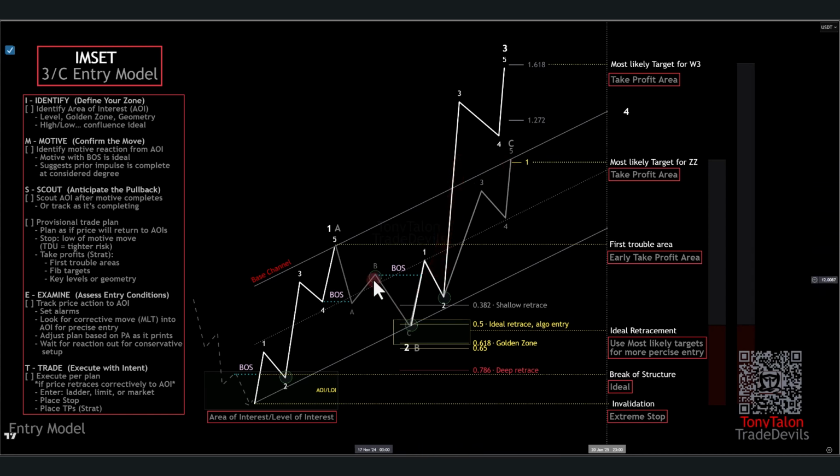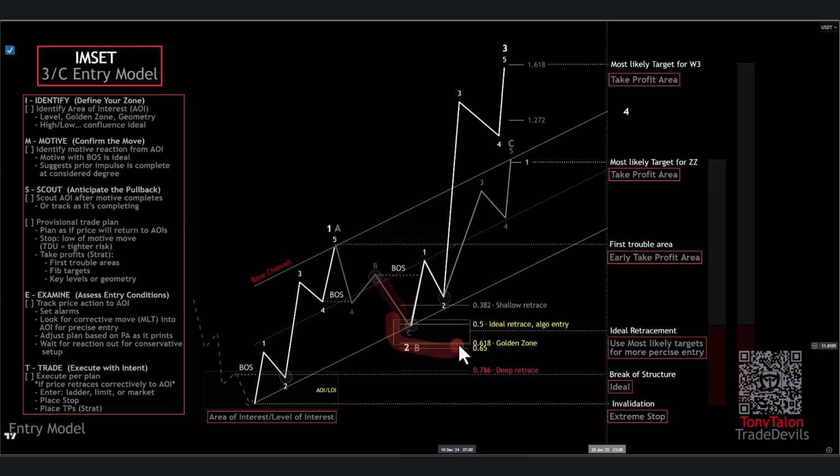If everything goes good and it starts coming back into your area of interest deeper, you already have the trade plan set up. You're done with that. All you have to do is start looking and considering what you want to do. Do you want to ladder in? Do you want to set limit orders? Do you want to wait for a reaction? That stuff you need to start planning out when it starts coming into your AOI.